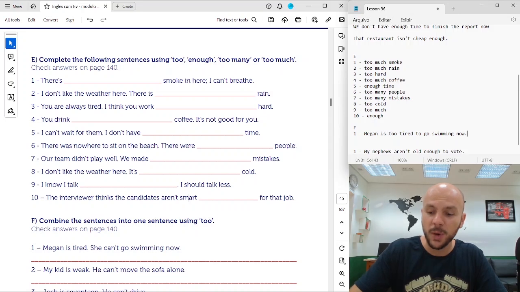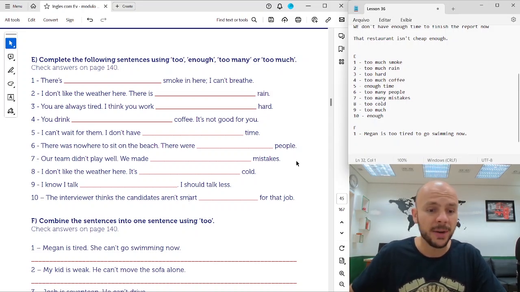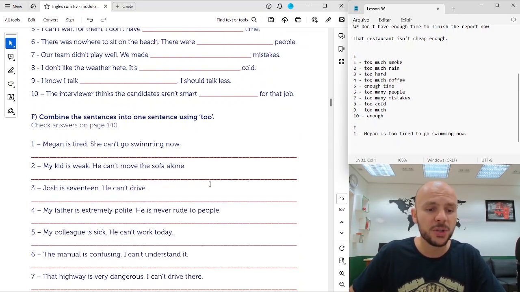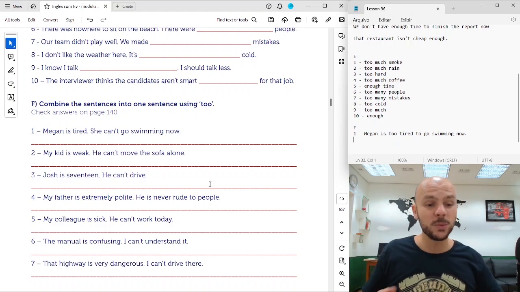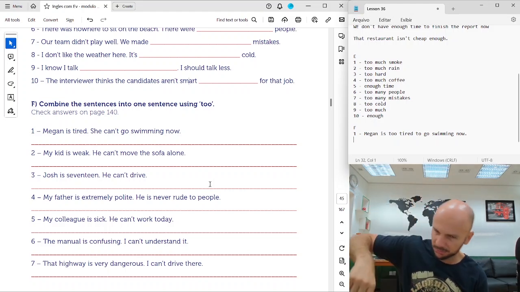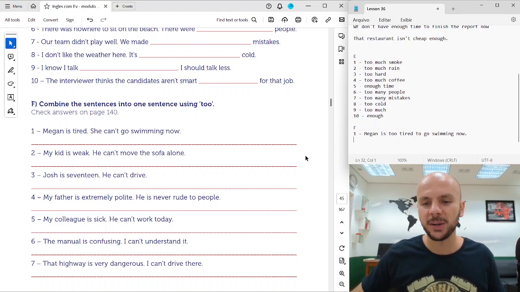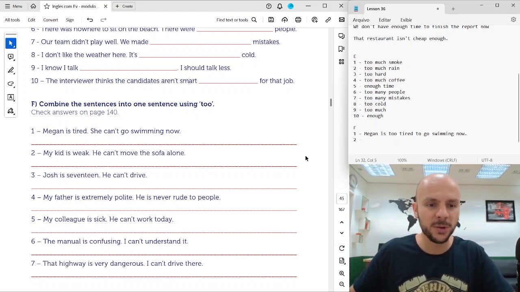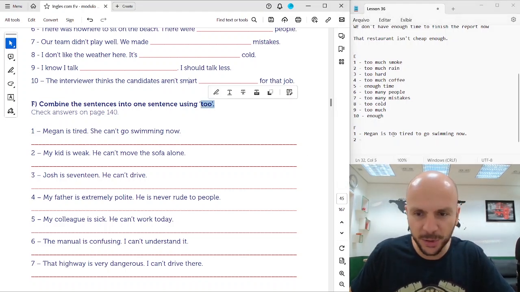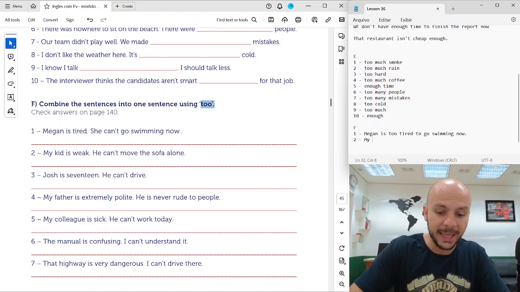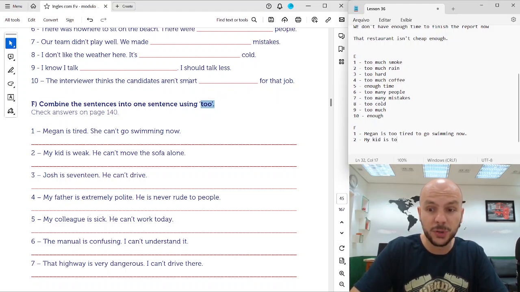F. 1 is already here. Number 2. My kid is weak. Strong, weak. Okay? He can't move the sofa alone. So you have to use the word too. My kid is too weak to move the sofa alone.